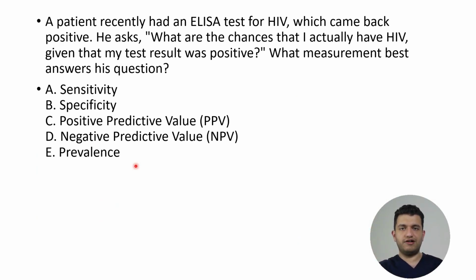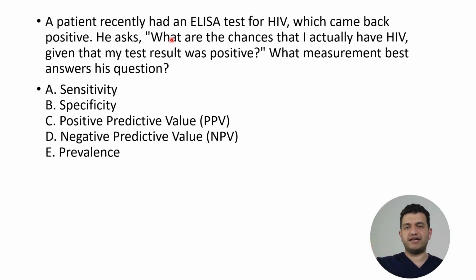And these questions are really important because they use these sentence phrases where it becomes kind of an English test, where you need to understand that a patient, for example, comes with a positive ELISA for HIV, and they want to ask you, given that my test is positive, what's the chance that I actually have HIV? And that's literally the question here. So the patient asks, what are the chances that I actually have HIV, given that my test result was positive?